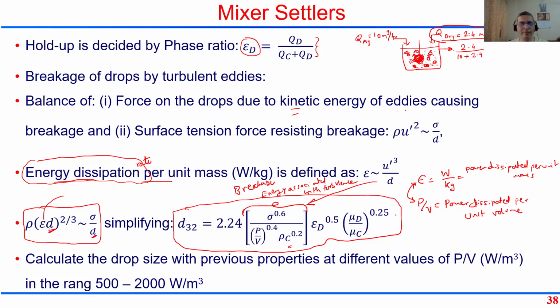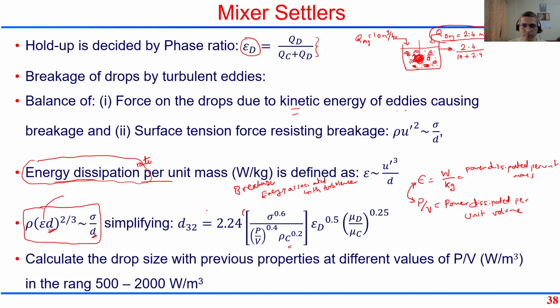A couple more corrections people have employed. One of the corrections is to have a hold up raised to 0.5 term here. Now you see this dependence: the more power per unit volume that I put in, the lesser D32 it is going to be. Now if I have too many drops, then the drops will tend to coalesce with each other. So this term accounts for coalescence of the drops. So the higher the hold up, the higher would be the coalescence, and the higher would be the Sauter mean diameter.